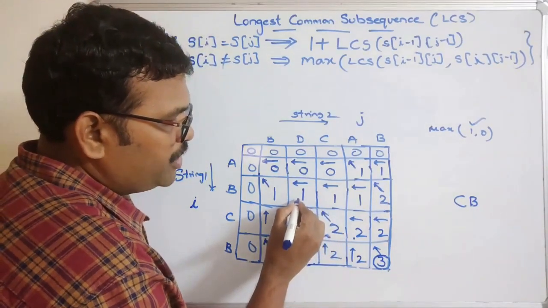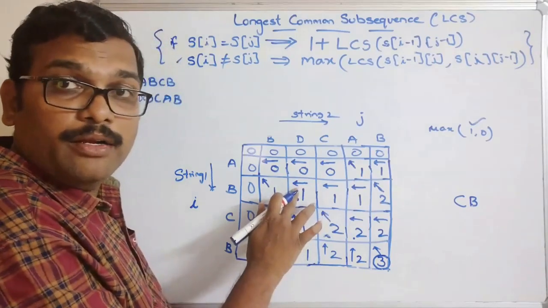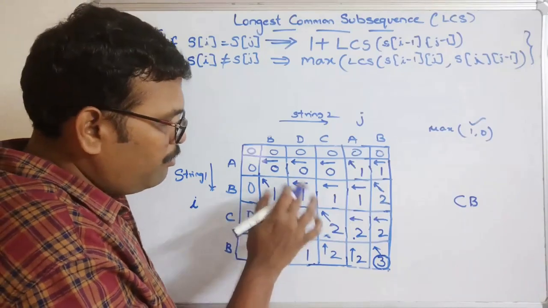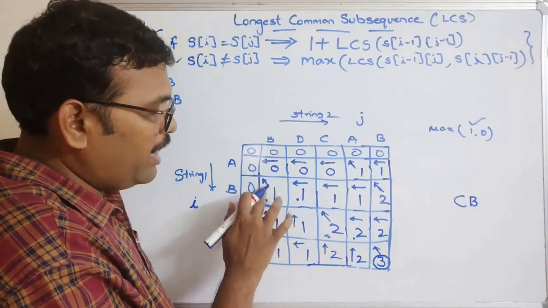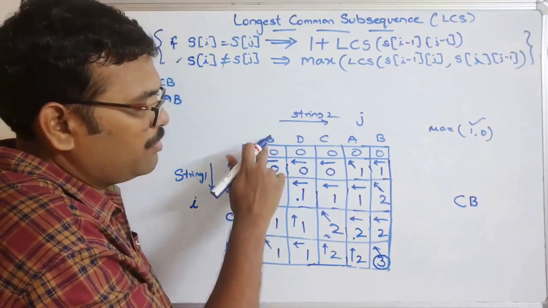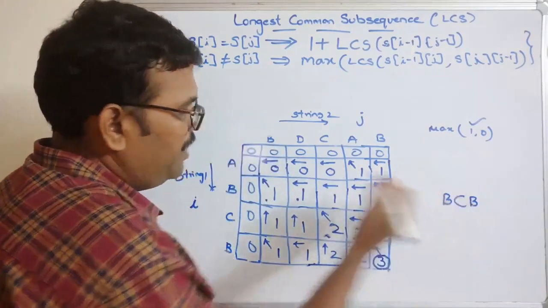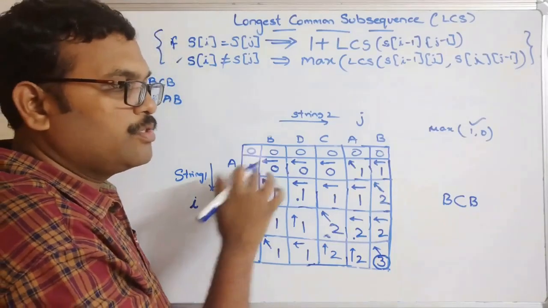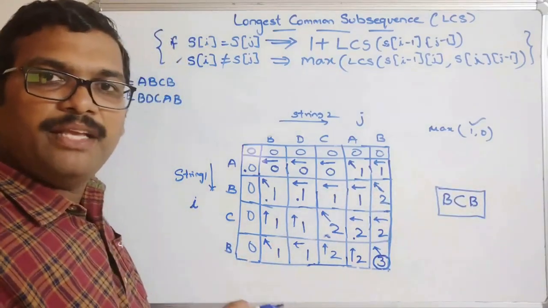Now we are at this position. Here the arrow mark is not diagonal, so we got this value from this particular cell. Moving towards this one, here again we have a diagonal. That means we got this with this one, B. So write down here B. Now we are at this position, and here the weight is 0. So the longest common subsequence is BCB.